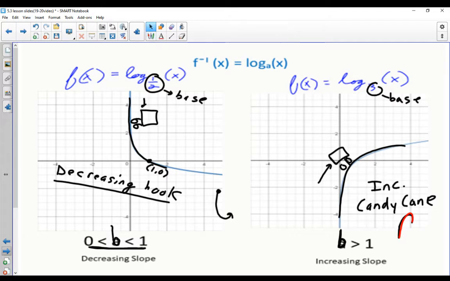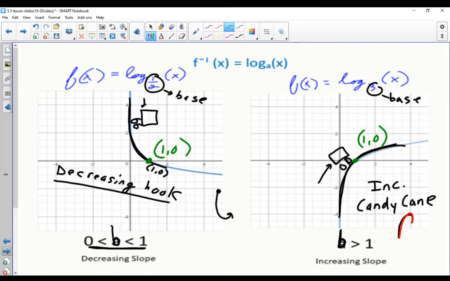So if your base is between 0 and 1, you're going to have a decreasing hook. If you have a base bigger than 1, your graph is going to have an increasing candy cane. And just like all log points, you're always going to start at (1, 0). So very similar to what you guys learned earlier this week, just a few slight changes.